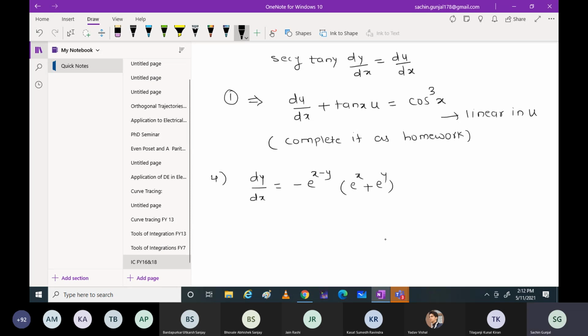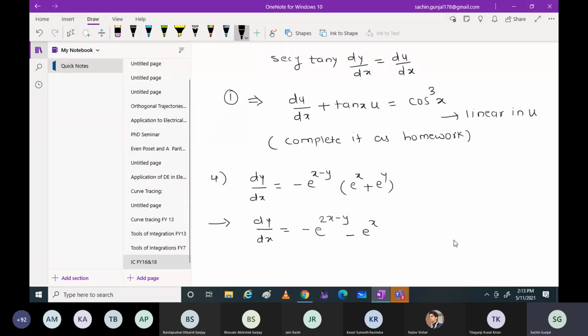Now again, you can see that there is no power of x or power of y, but you can reduce it to linear differential equation using proper substitution. So let me rewrite this in proper form. dy by dx is equal to, if I multiply it inside, I'll get minus e raised to 2x minus y minus e raised to x.